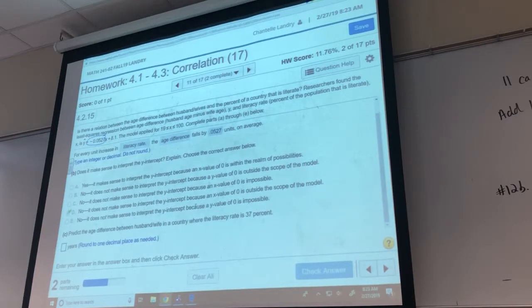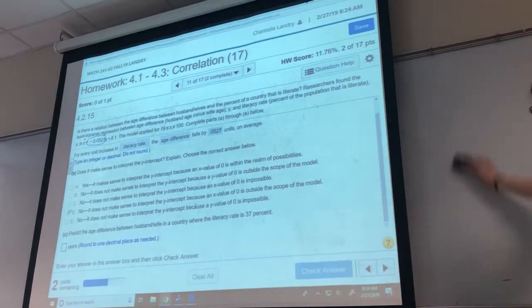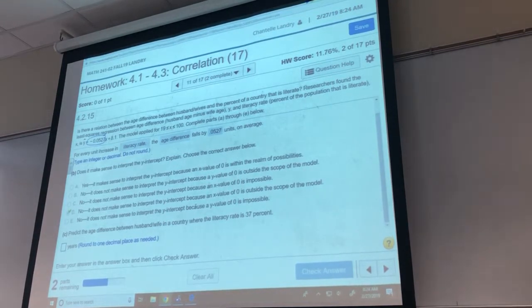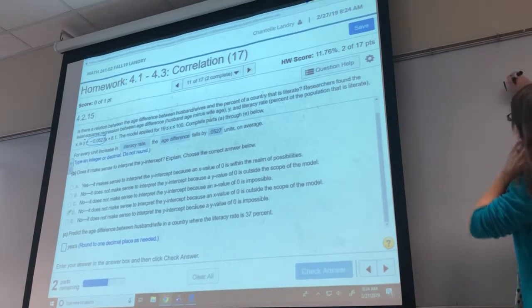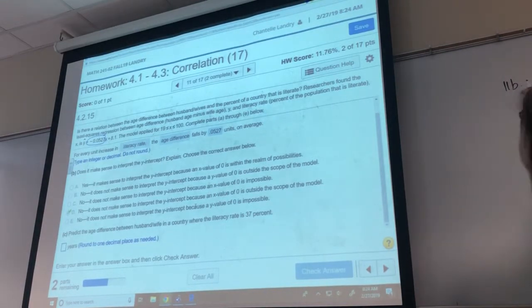And then again with the predicting, anytime they ask you to predict, that means you're going to use the least squares regression line. You're going to plug in your x value. So this is 11C.